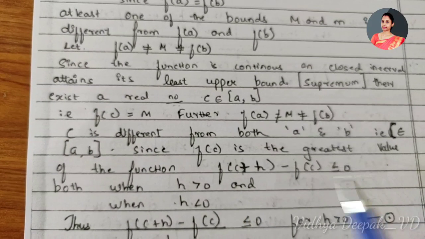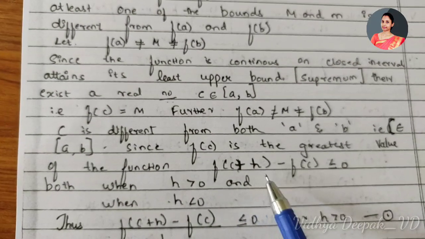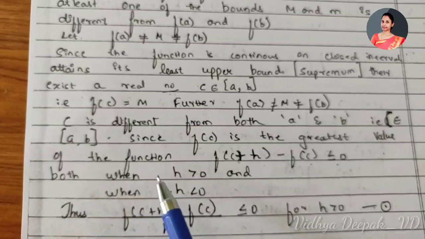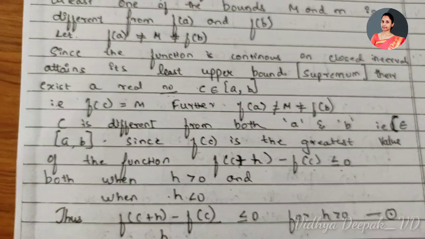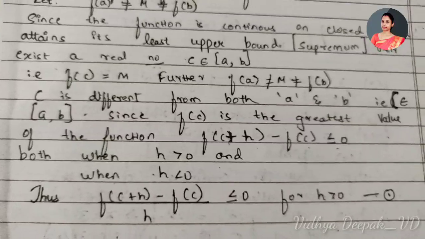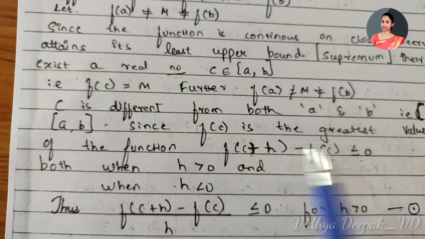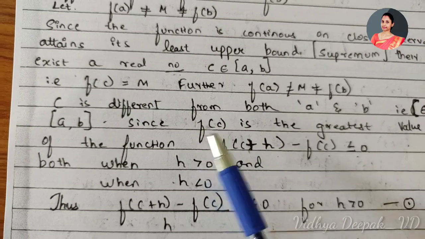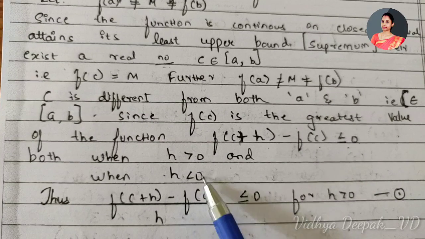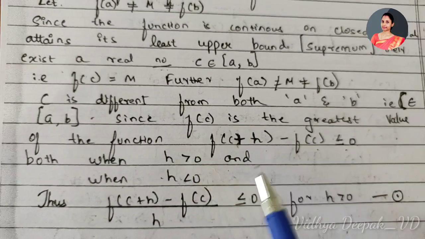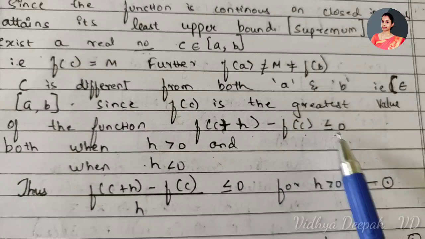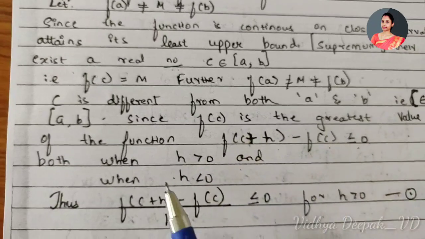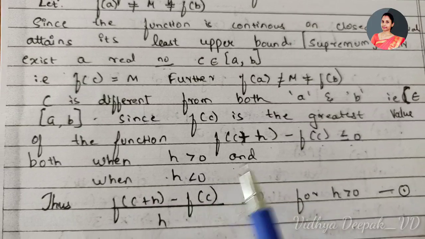Since f of c is the greatest value of the function, f of c plus h minus f of c is less than or equal to 0, both when h is greater than 0 and when h is lesser than 0. How do we know that f of c is the greatest value of the function? Because here we get the supremum. When you take f of c, we get the supremum. That's why we are saying the greatest value of the function is given by f of c. So f of c plus h minus f of c is always less than or equal to 0 because of this condition, whether h is greater than 0 or lesser than 0.